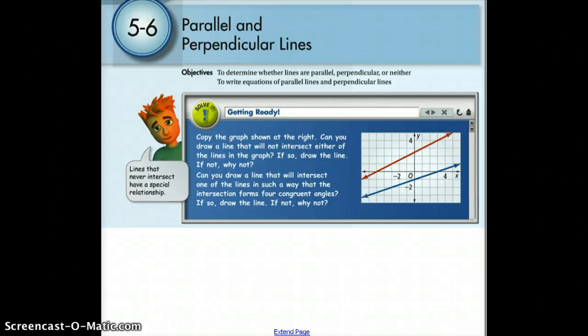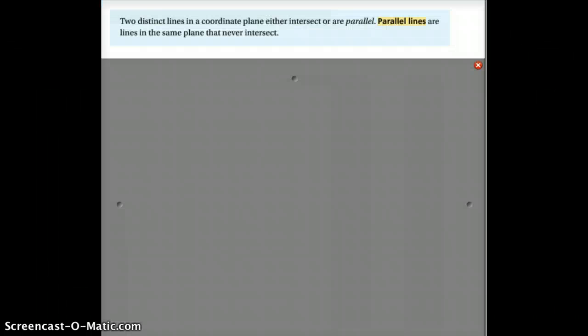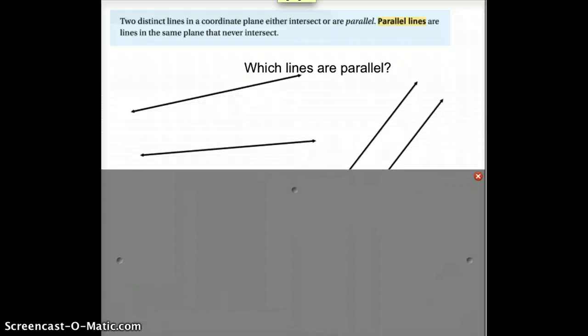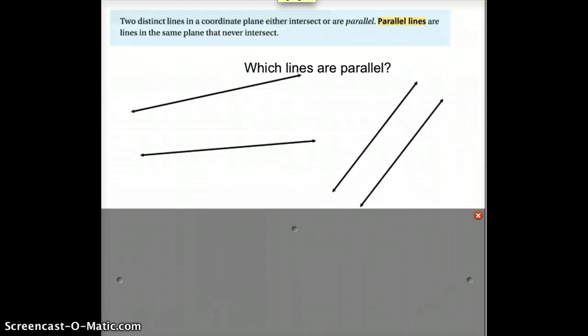Lesson 5-6, Parallel and Perpendicular Lines. Two distinct lines in a coordinate plane either intersect or are parallel. Parallel lines are lines in the same plane that never intersect. They also never touch. All right, so looking at these two pairs of lines, which ones are parallel?